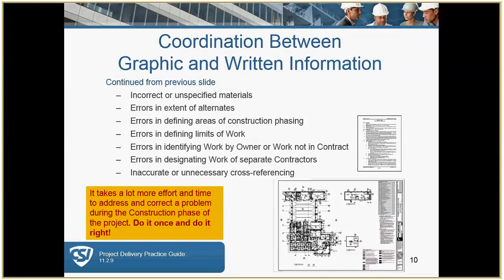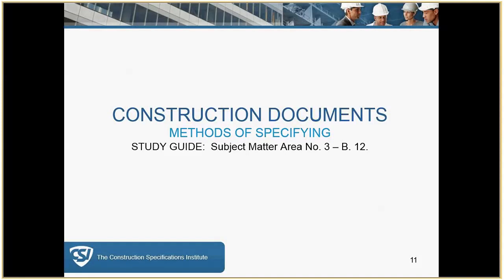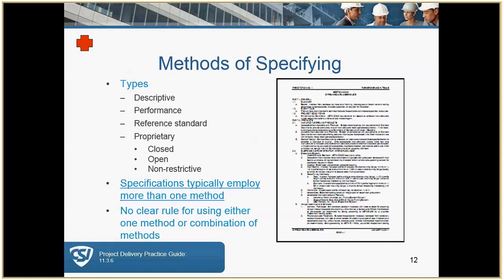Now, I talked a little bit about methods of specifying the last time, and I gave some examples and said that Steve's going to cover it in more detail. Okay, and very well could be a test question on methods of specifying. Now, there are generally 4 types: descriptive, performance, reference standard, and proprietary. And under proprietary, there are 3 subcategories as you can see on screen.